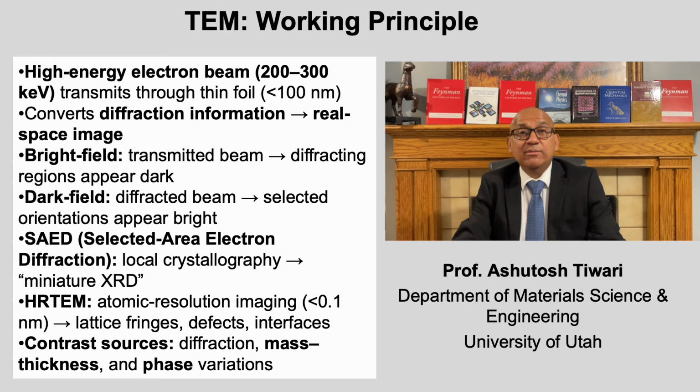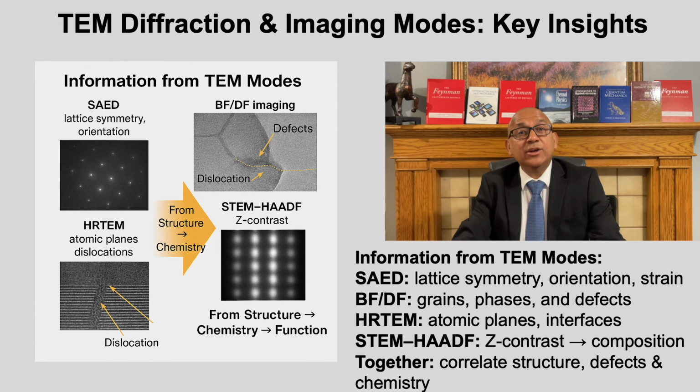Contrast in TEM arises from multiple mechanisms: diffraction contrast, mass thickness contrast, where thicker or heavier regions appear darker, and phase contrast in high-resolution TEM images. Together, these imaging modes make TEM a powerful bridge between atomic structure and microstructure, directly connecting synthesis with defect evolution and interface coherence.